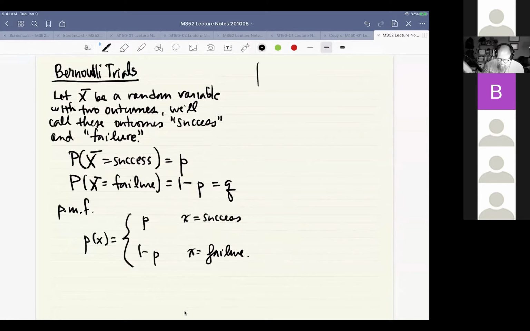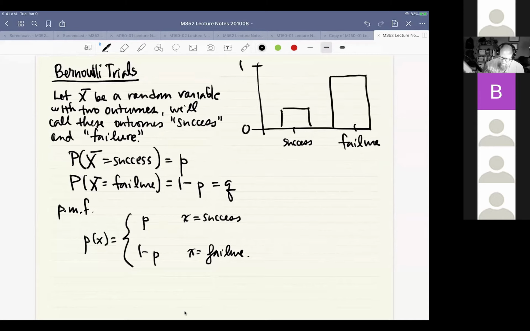You could visualize this random variable and the probability mass function by making a, what do we call it? A bar chart. And the height of those bars would be the proportion of successes and failures. So that's a way we could visualize a probability mass function of a Bernoulli trial.